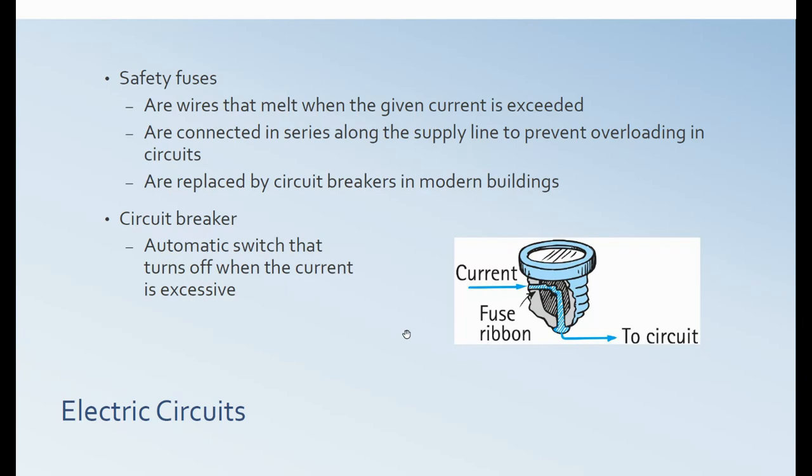And you also need to find out what's happening to cause so much current to be pulled through your house. In newer houses, most houses now have what we call circuit breakers. So instead of a fuse ribbon that melts, it has a little switch that when the current gets too high, it flips and it breaks the connection so that the current doesn't go through that particular circuit anymore.